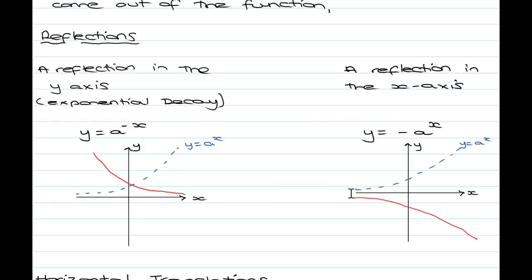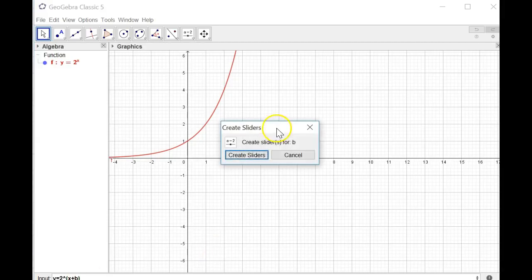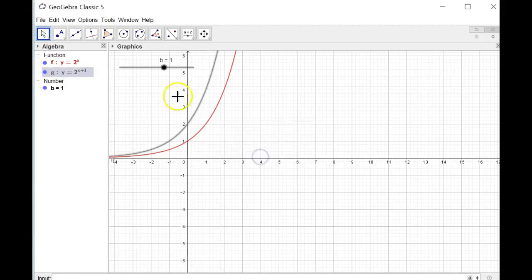So I want you to take a moment and write those down, please. I'm now going to move on to show you what the graph looks like for horizontal translations. This graph can also move left and right. So I'm going to create a slider in GeoGebra to show you what happens if I change the function.